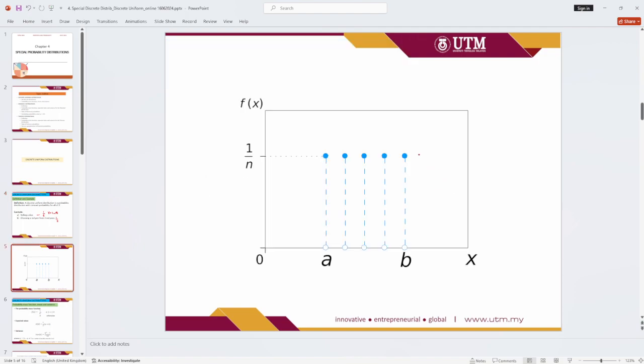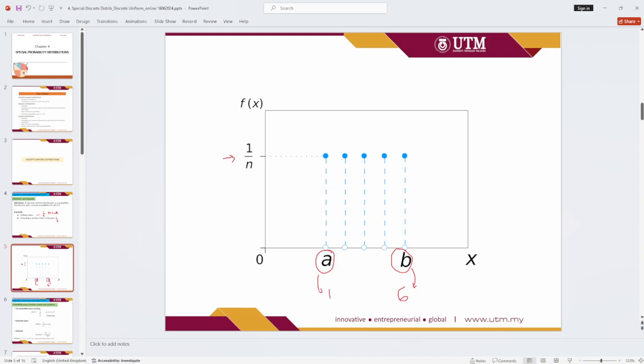Here's a graph for a uniform random distribution. You have A as your lower value and B as your higher value, or the higher interval. You have an interval. For example, earlier if we roll a dice, the numbers that x can take are from 1 up until 6. So in this case, A would be 1 and B would be 6. And for all of the values of x, you will have 1 over n probability.